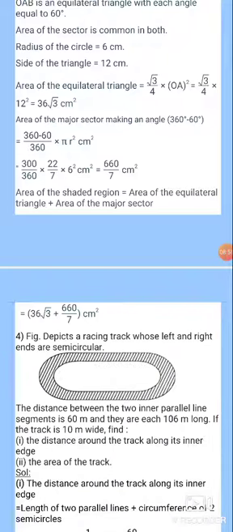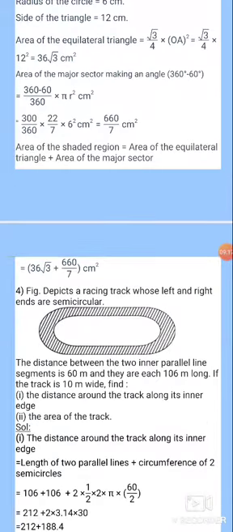The parallel lines are 106 meter long. If the track is 10 meter wide, the shaded portion, that is the width of the track, 10 meter, all the portion 10 meter. Okay, fine. The first question: the distance around the track along its inner edge. Second one: the area of the track. Now, the first question, the distance around the track along its inner edge is what?